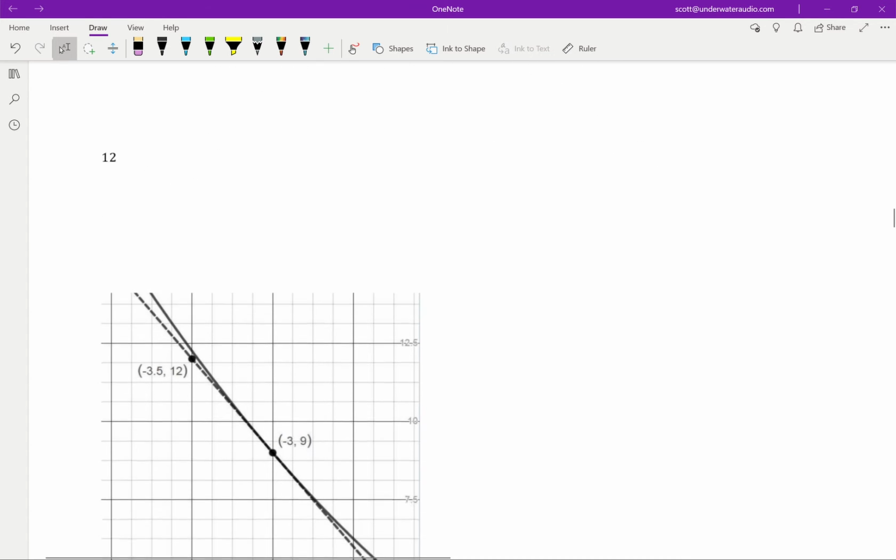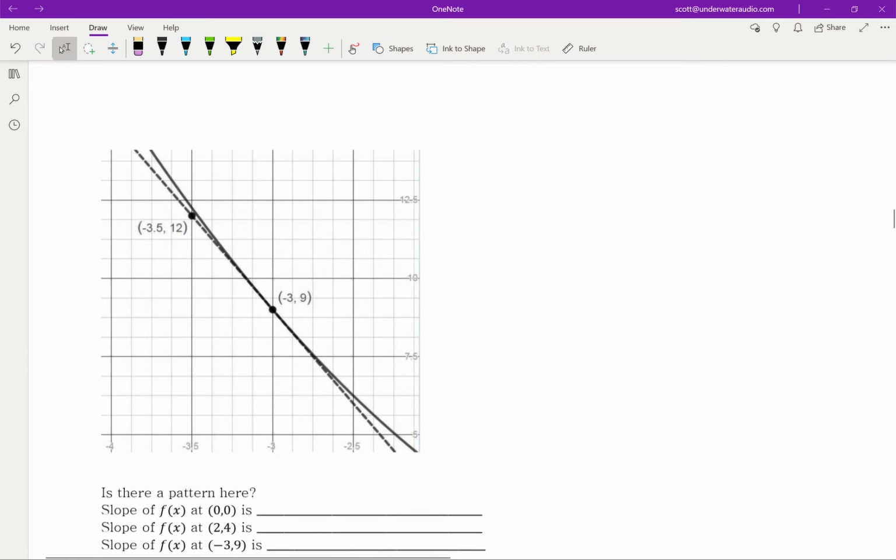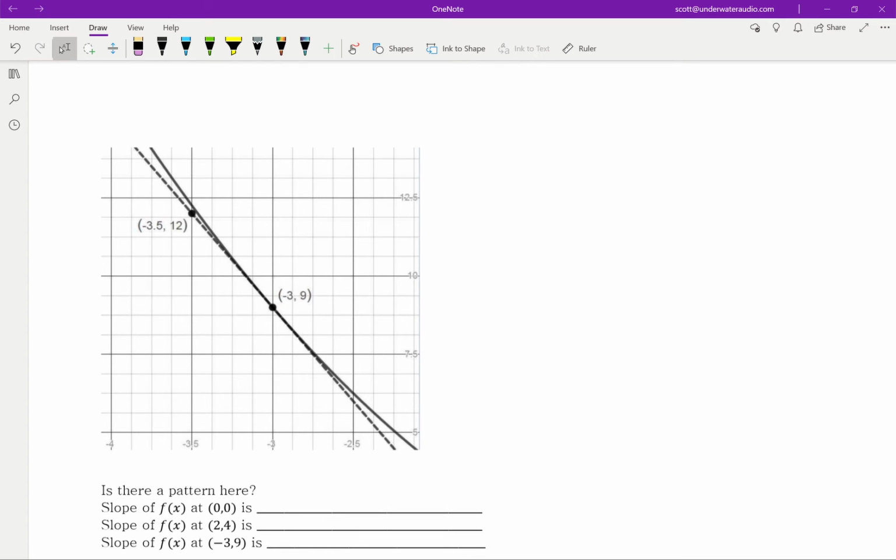So I've actually got a picture down here. So I've got -3, 9. And I've got a point here, -3.5, 12. So instead of looking for a point over here, I can actually just use this point again because it's also on the tangent line, this dotted line here.